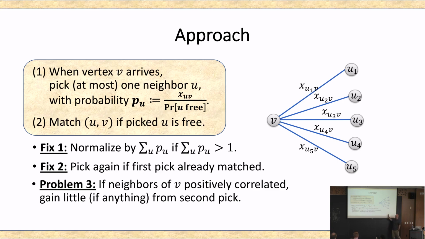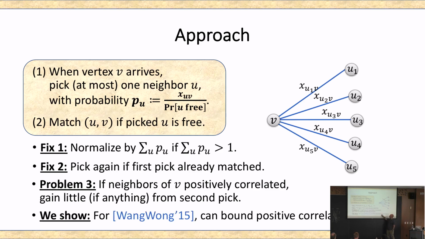So without getting into details, and alluding again to the tip of the iceberg picture from earlier, what we show over too many pages of the paper is that for some version of the algorithm of Wang and Wang, we can actually bound these positive correlations. So we'll lose something from rounding, and we'll actually gain more than enough to still get us above 1/2 by taking the second pick. Yes, CJ.